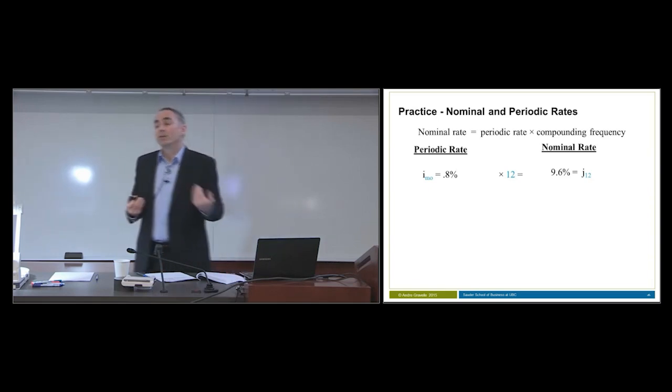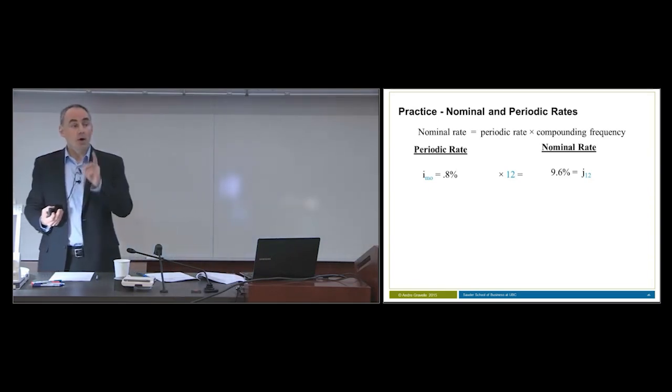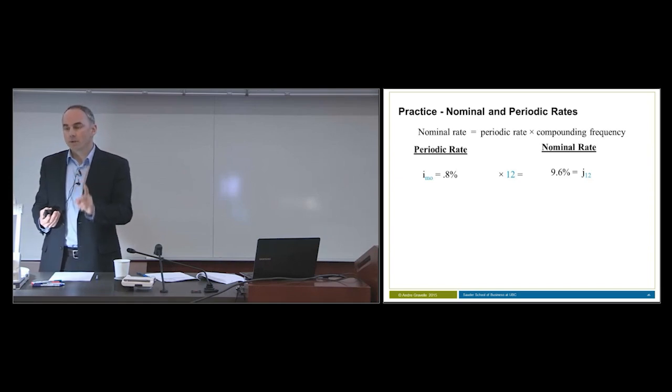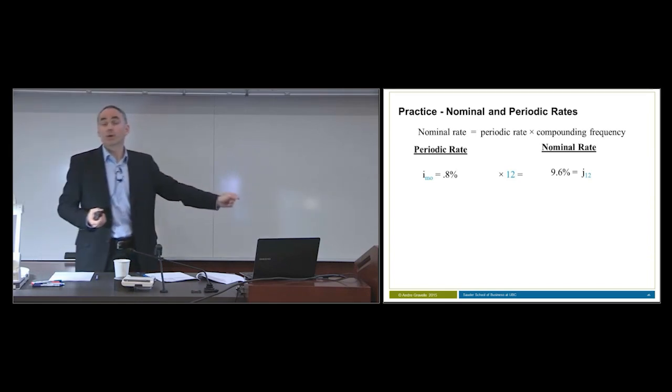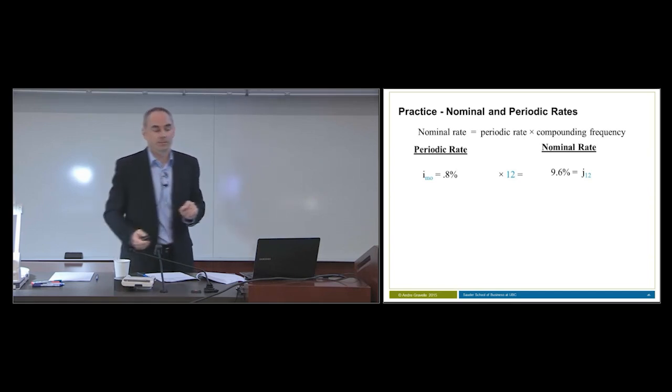Now, keep in mind that when we find the nominal rate, it's not any nominal rate. It's only one type of nominal rate. It's J12 in this case. It's J12 because that's what the periods per year were. We multiply by 12, so it's J12. It's not J1 or J2 or anything else. It has to be J12.